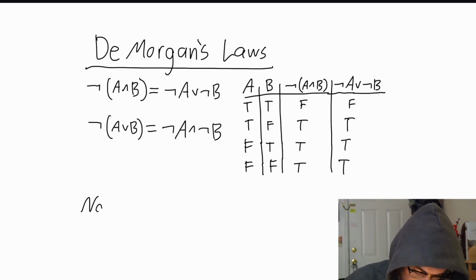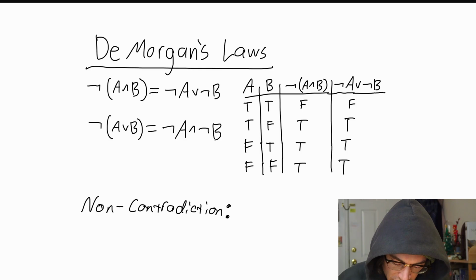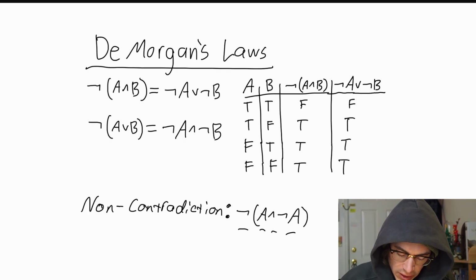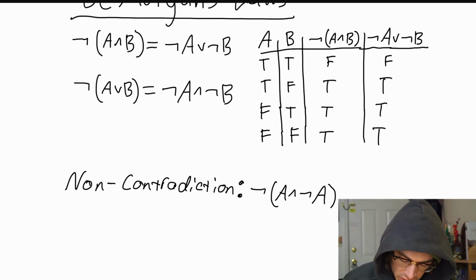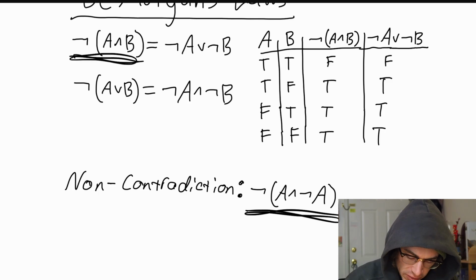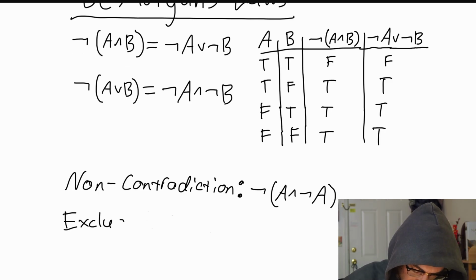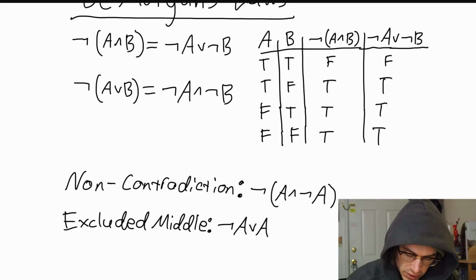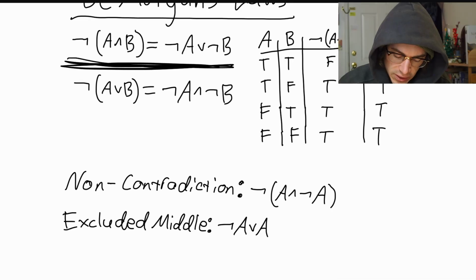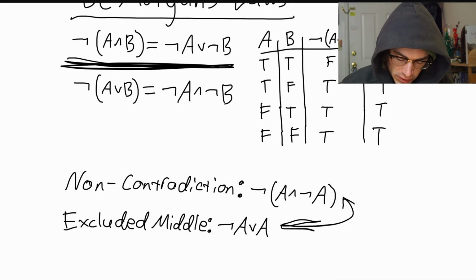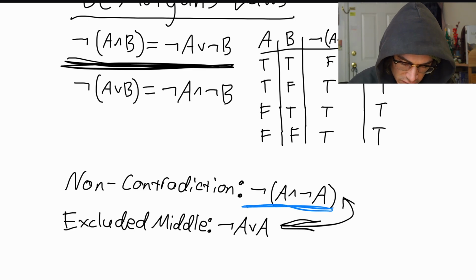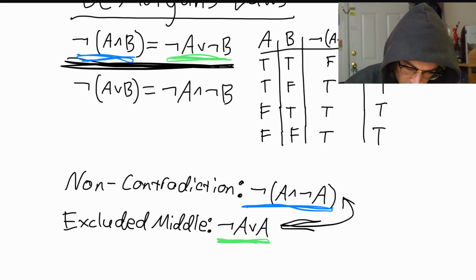Now remember the law of non-contradiction. I represented it like this: not (A and not A), saying you cannot simultaneously have A and not A, or rather A being true and false. And notice how this looks a lot like this. Then recall the law of excluded middle, which I wrote like this. So according to this law right here, these two statements are equivalent. Do you see how this is the same as this, and this one is the same as this one? It's just that we've replaced B with not A.